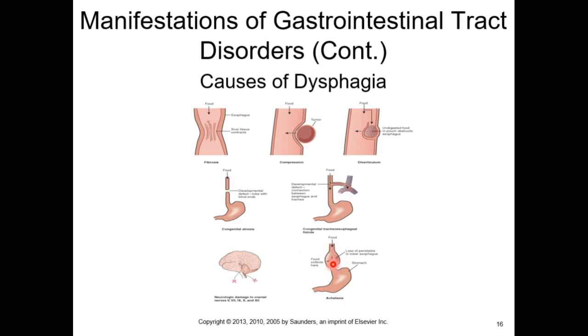What's that? Stroke patients? Absolutely. Yeah, loss of peristalsis. Loss of peristalsis can happen anywhere along the GI tract. For dysphagia, it would be esophageal, but we will see, for example, megacolon later, and that's going to be a lack of peristalsis in the large intestine.